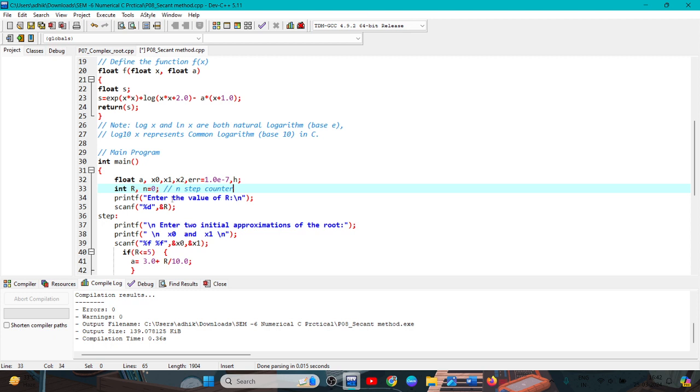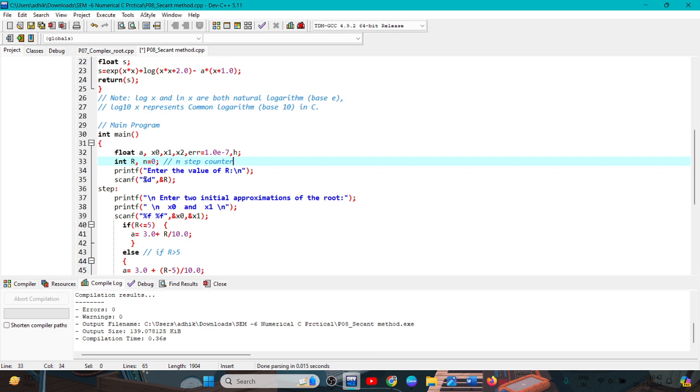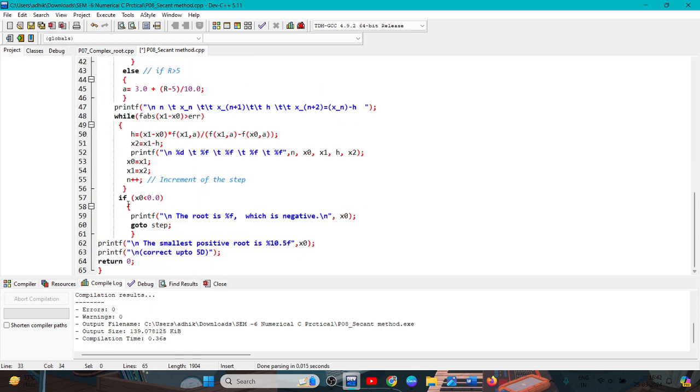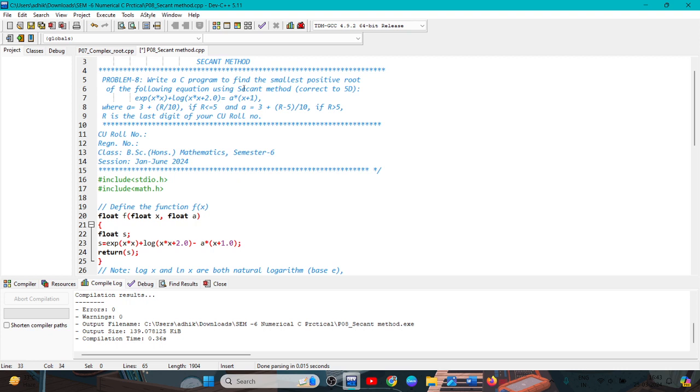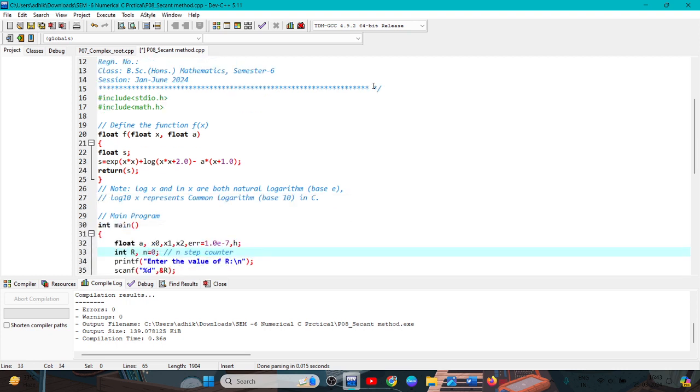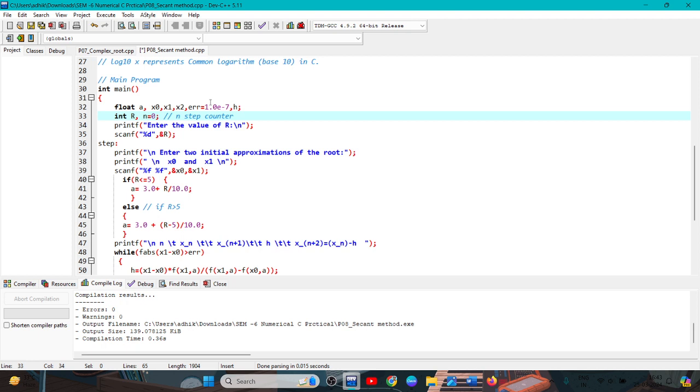Print: enter the value of r, that is the last digit of your roll number, and scan %d into r, and this is the step label. Because if x is negative, then we go to this step, because we want to find the smallest positive root. So when the root is negative, we again enter new approximations of the root.